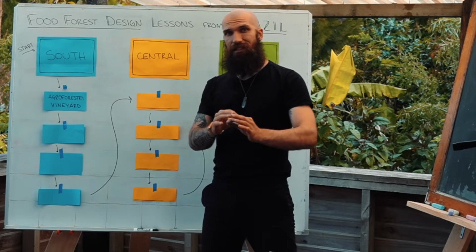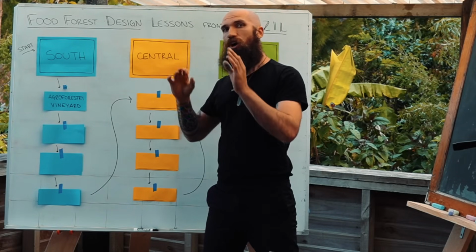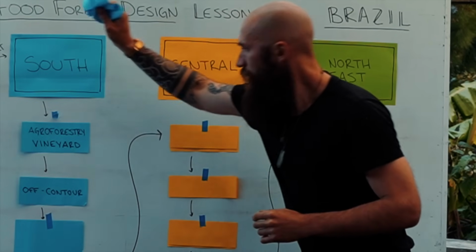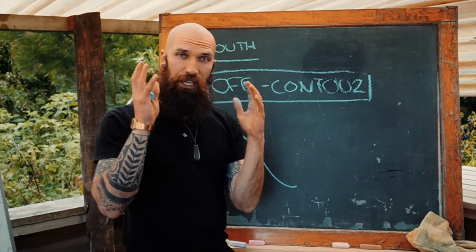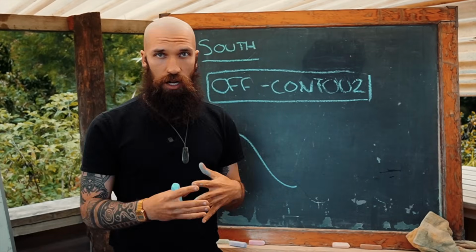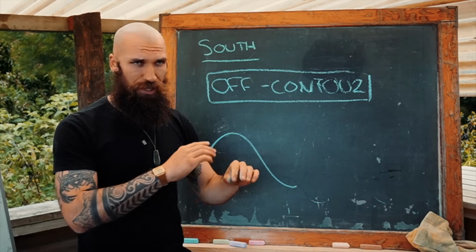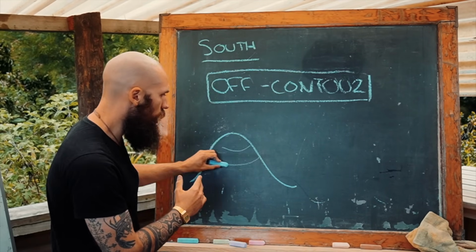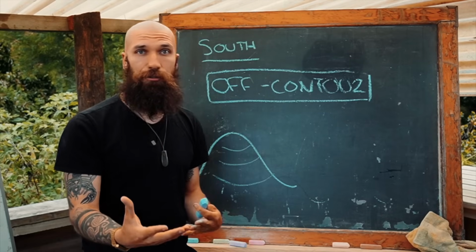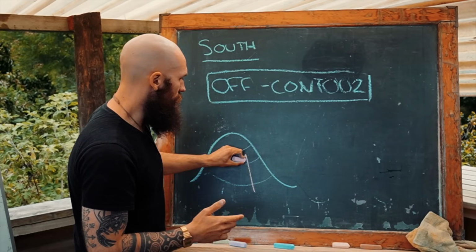Now, speaking of tricky systems, our next area is going to highlight working off contour. It's a really controversial idea, working off contour. All of the traditional permaculture literature says work on contour, work along the slope. That's what all the literature says, but I'm going to share why working up the slope is better.